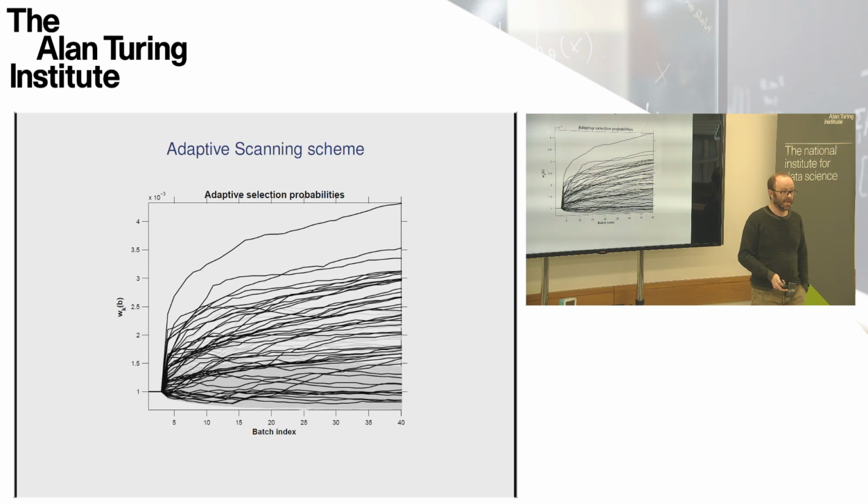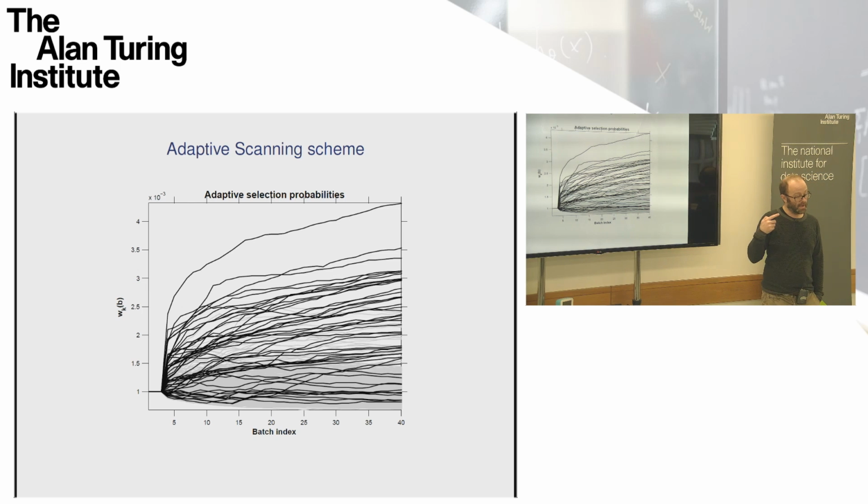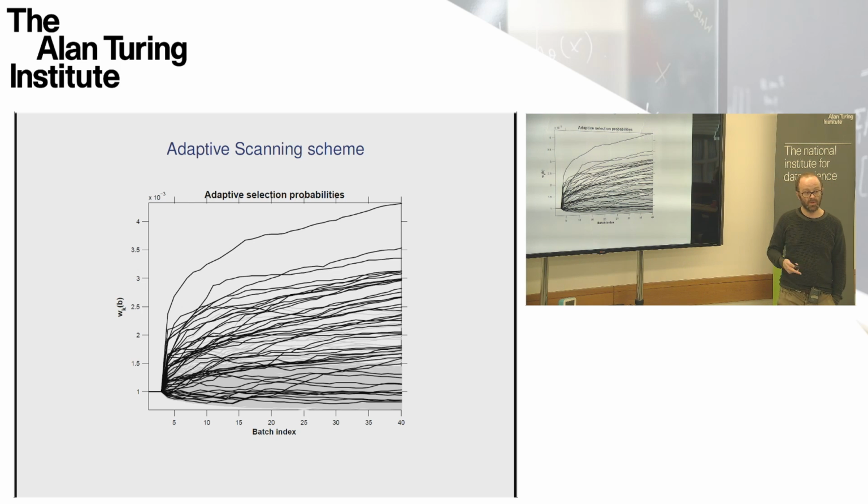So this is a graph of the weights, right? So how they evolve over time. Up to some batch index, we do not actually evaluate these weights. Or actually, we do the following. We let the algorithm learn, but we select the weights with equal probability. So up to this batch index, the weights are all the same. Basically, we sample with equal probability.